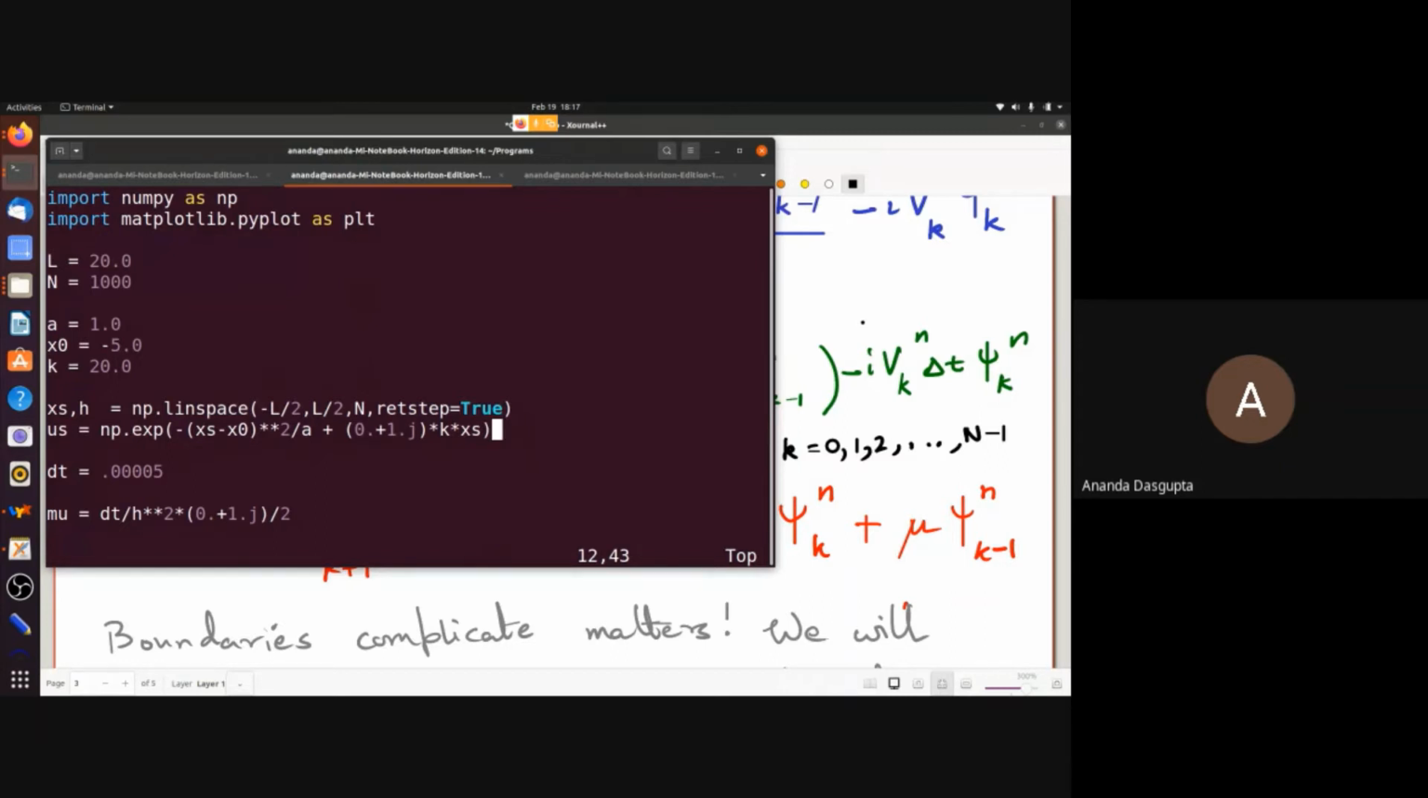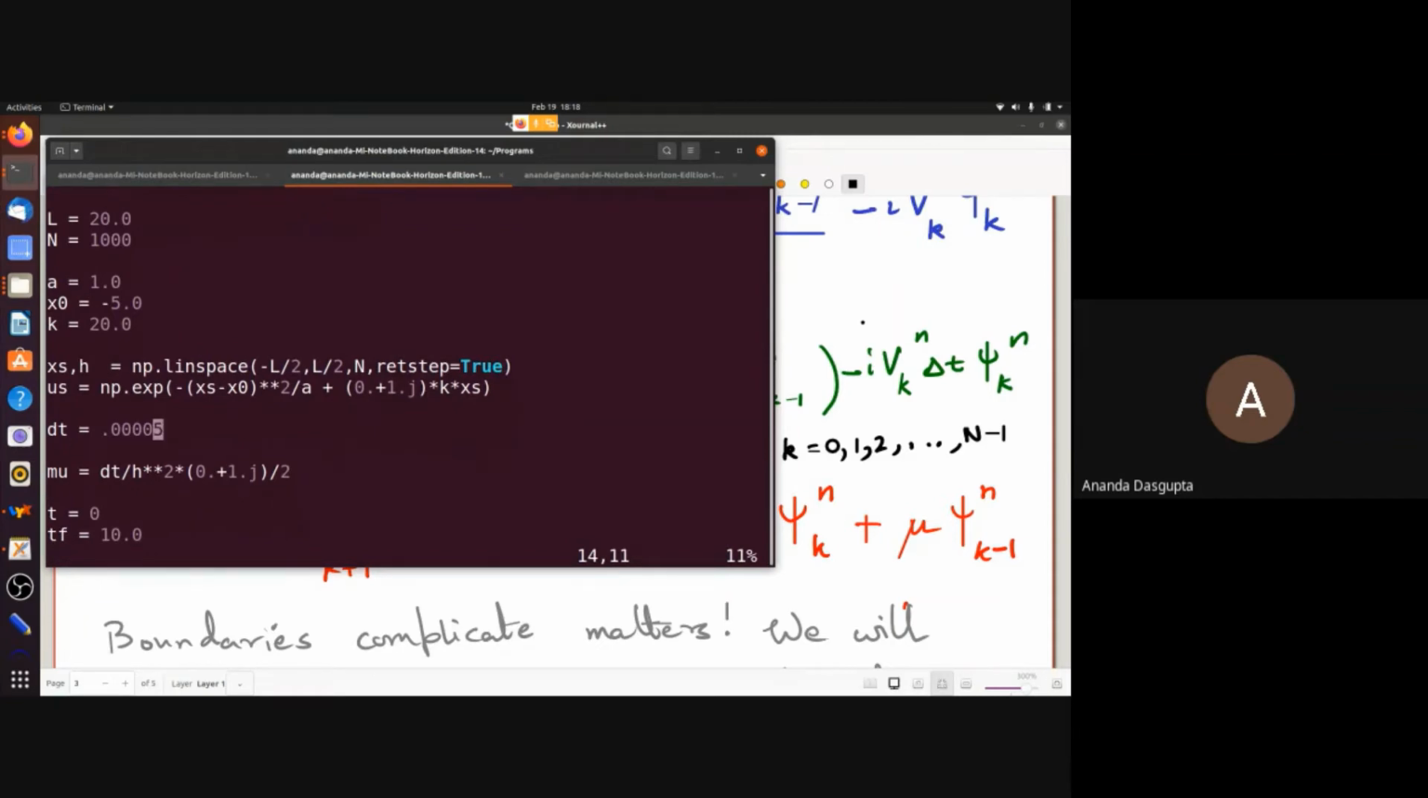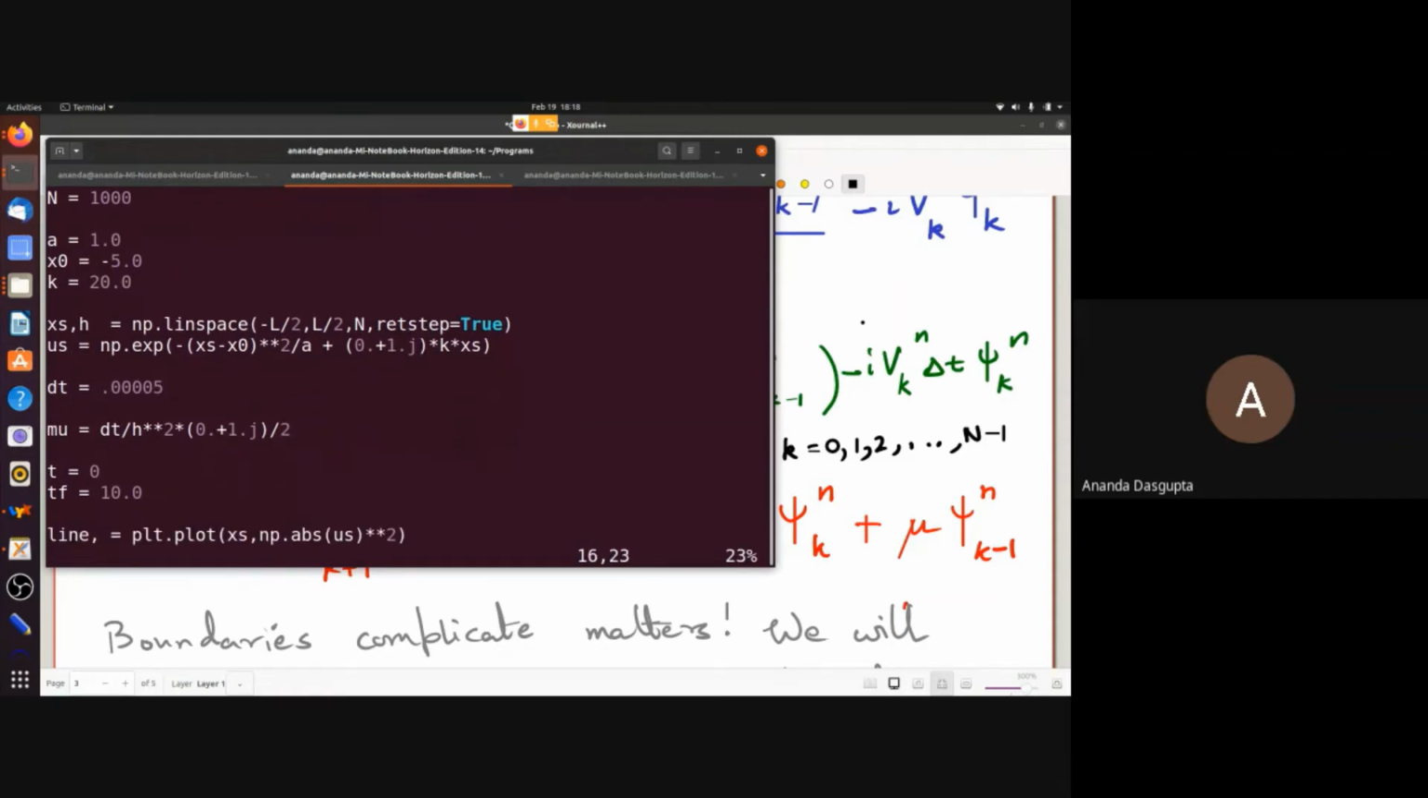But this is just a Gaussian which is centered at x0 and has a momentum term, the i k x term, which means that for a positive k it's moving to the right. And then I've taken a dt, which is very, very tiny, 0.00005. And then I've defined mu, which is delta t by delta x whole square, that's delta t by h square, into i by 2.